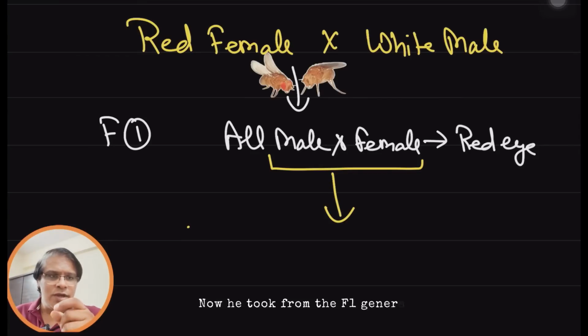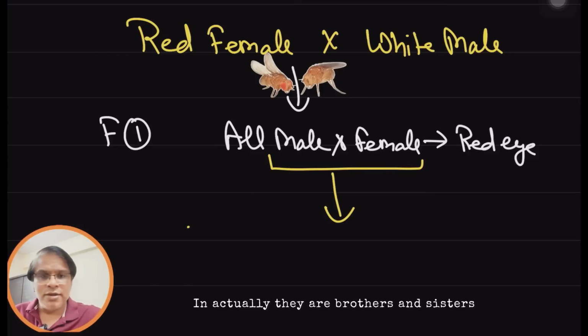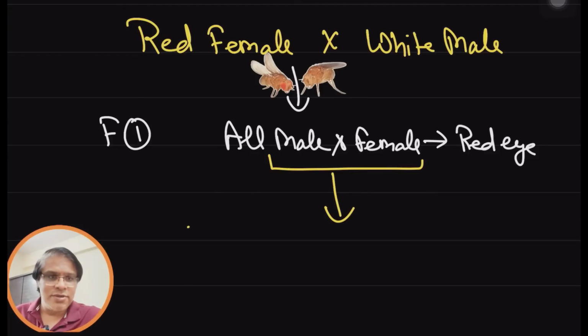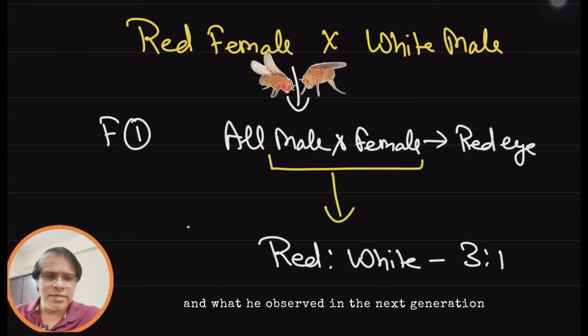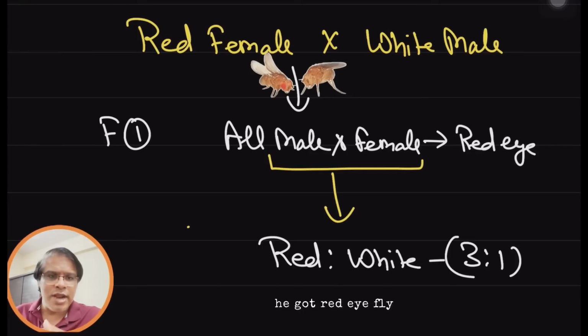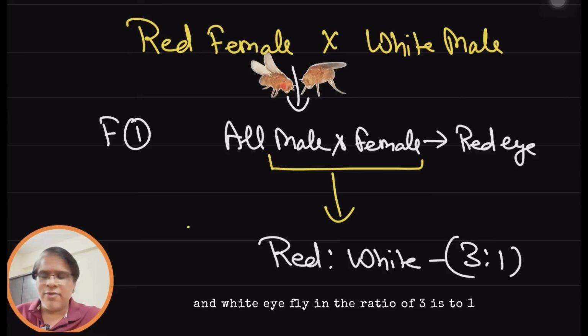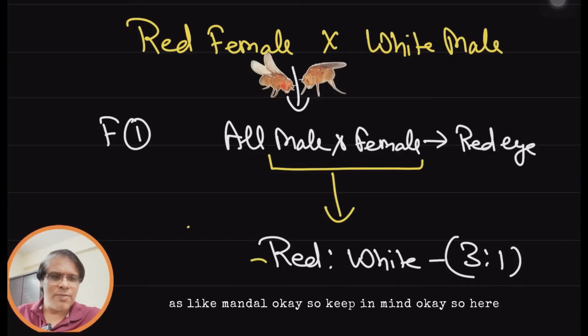Now he took the male and the female from the F1 generation. Actually, they are brothers and sisters. Then he performed the cross using these flies from the F1 generation, and what he observed in the next generation was that he got red eye flies and white eye flies in the ratio of 3:1, like Mendel. So keep that in mind.